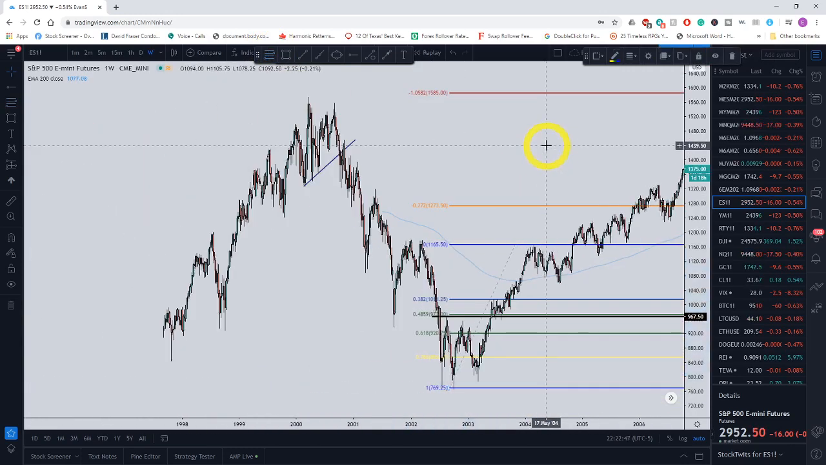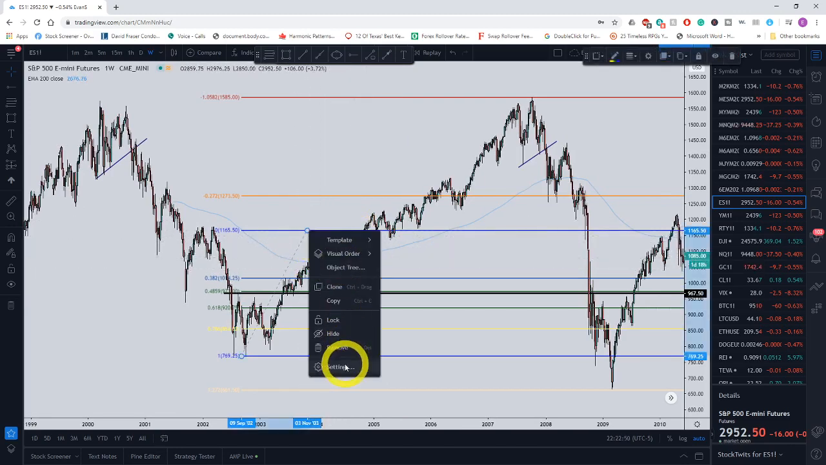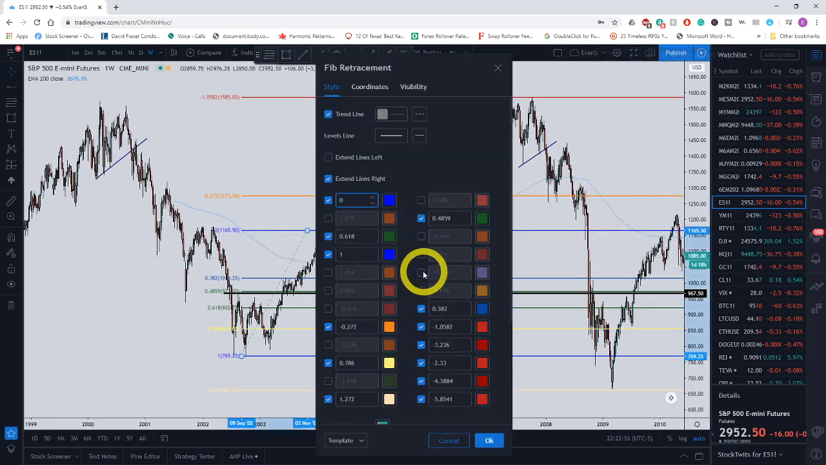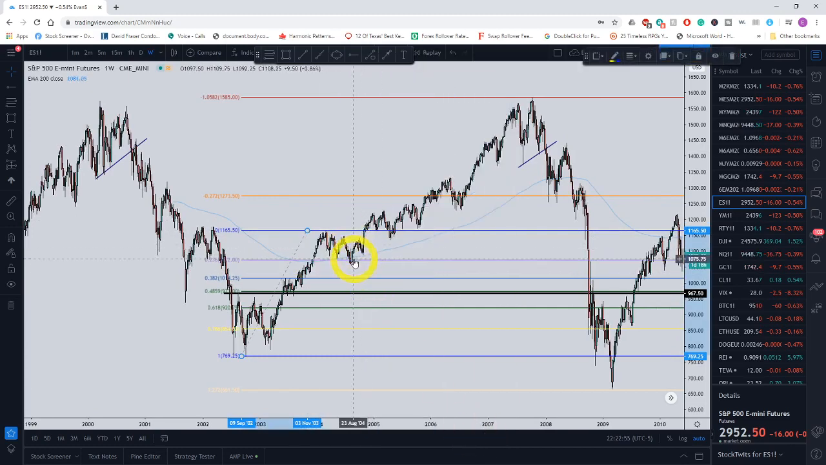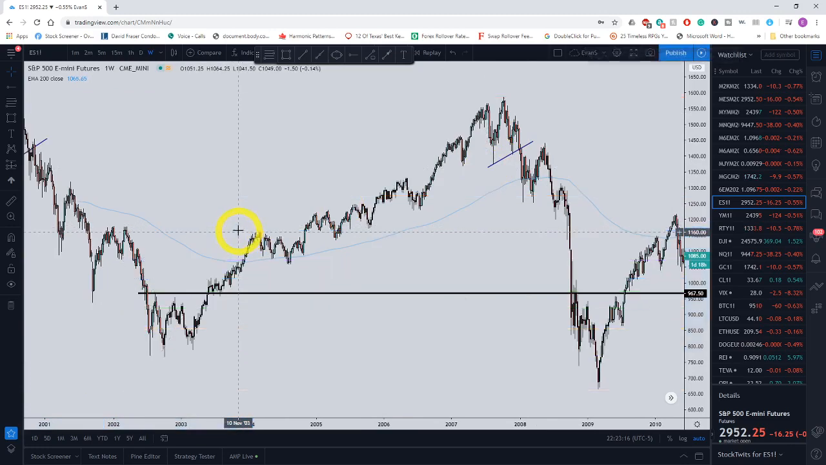Now, for this setup right here, it never came back to it. Price is too strong for it. It only came back to the 23.6% level, as you can see right here. But price came up, hit the first target, the 1.272 extension level, and came up and ticked perfectly off of the 2.0 extension level up there before it sold off, created that short setup right there and sold off.